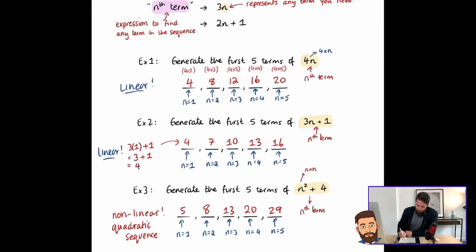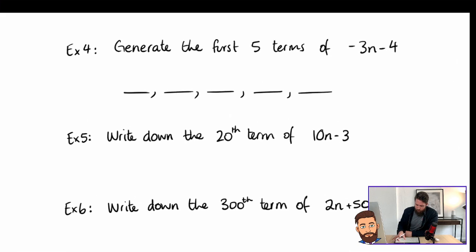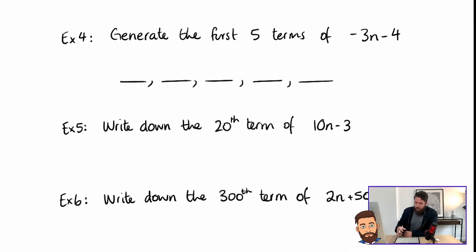But you wouldn't have to do this much writing when you're just answering questions yourself. This is just for us to illustrate how it's coming about and what I'm actually doing. So if we move across to example 4, very, very similar. Generate the first 5 terms.